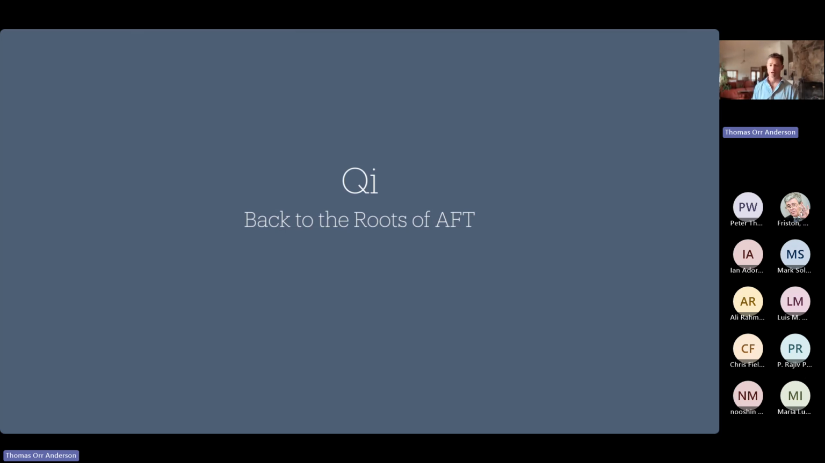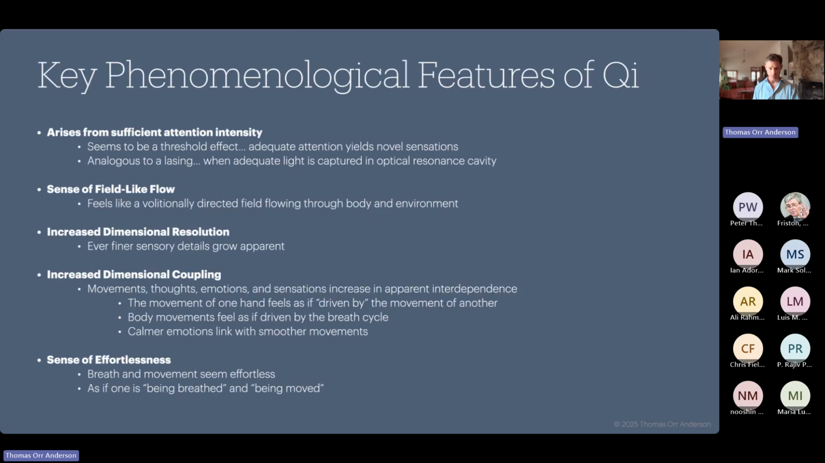to model this so-called life energy that is classically in Chinese called qi. Some key phenomenological features of qi: it arises from sufficient attention intensity. When attention reaches a certain threshold, so you gather your attention in your hand, for example, a new type of feeling arises that's unusual. And this takes practice to do, but with practice, it's very reliable.